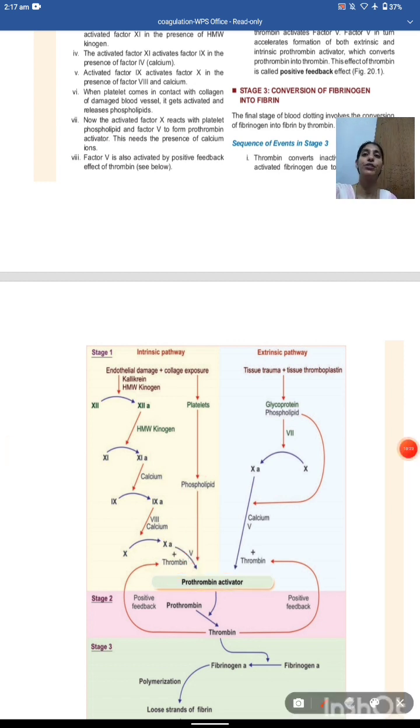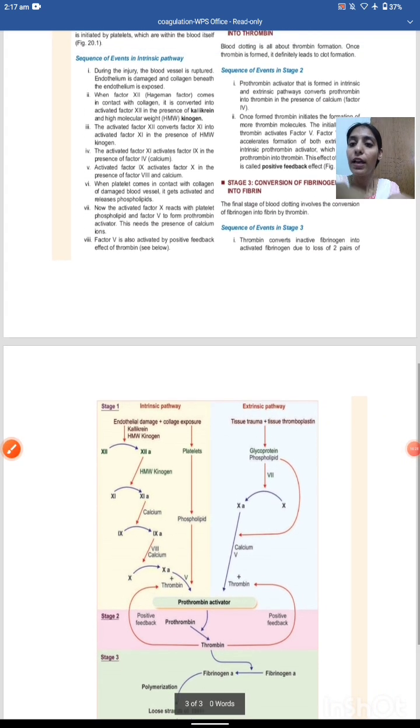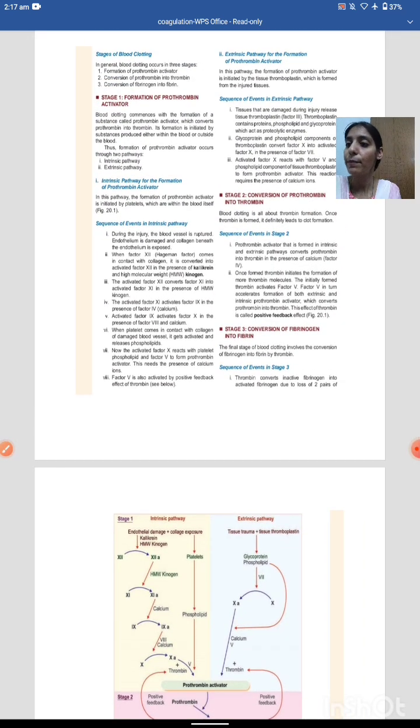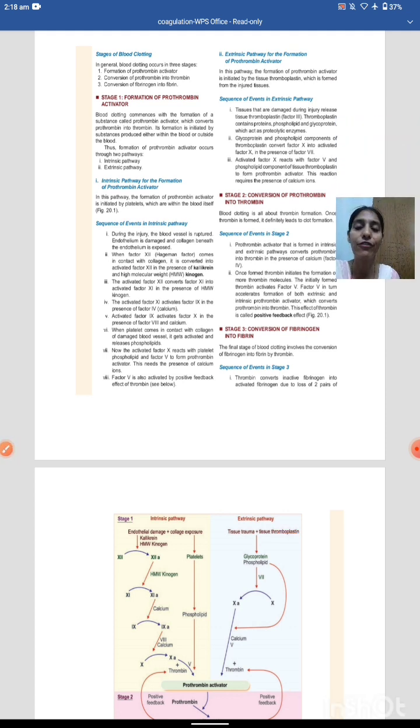So now let's move to the extrinsic pathway. In the case of the extrinsic pathway, as you can see in this diagram, the formation of prothrombin activator is initiated by the tissue thromboplastin, right? So tissue thromboplastin is formed on the injured tissue. Because of the injury or damage, the tissue thromboplastin gets initiated. This tissue thromboplastin contains proteins, phospholipids, glycoproteins, which act as a proteolytic enzyme.